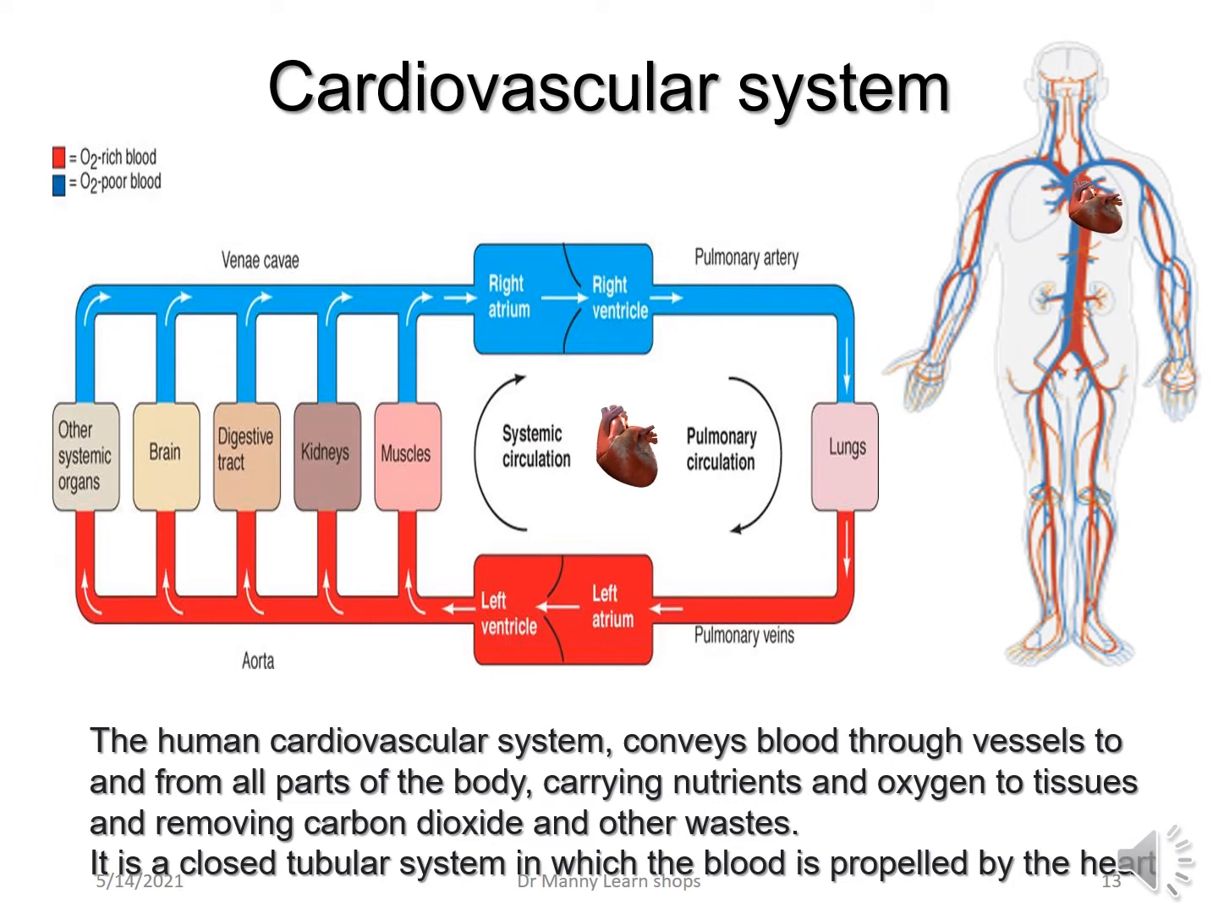The human cardiovascular system is responsible for conveying blood through vessels to and from all parts of the body, and the blood carries nutrients and oxygen to the tissues, and also removes carbon dioxide and other waste products. It's considered to be a closed, tubular system in which blood is propelled by the heart. The heart is the pump.